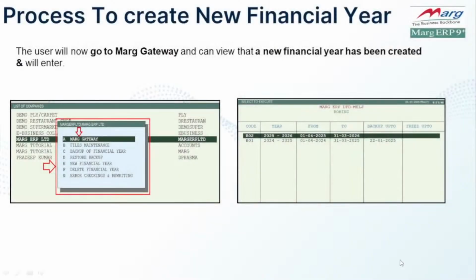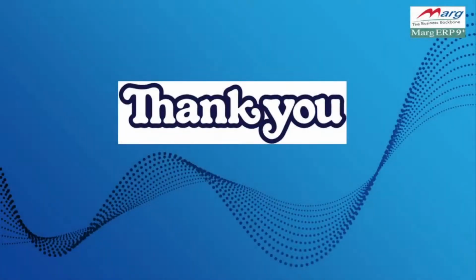Now your financial year is ready to use. So you can simply click on the same company. You can press enter or F8 on the company, and then you will click on Mark Gateway. Now this time you will see two financial years. The previous financial year is showing below, that is 2024 to 25, and now we can see the new creation of the 2025 to 2026 financial year. Now we will enter the new financial year, so we'll choose 25 to 26. Press enter, and now you are ready to use.